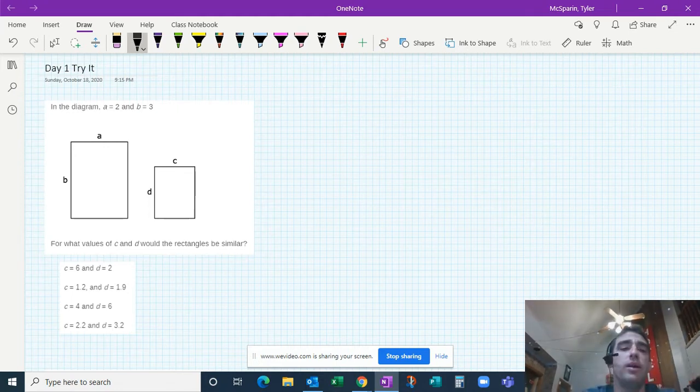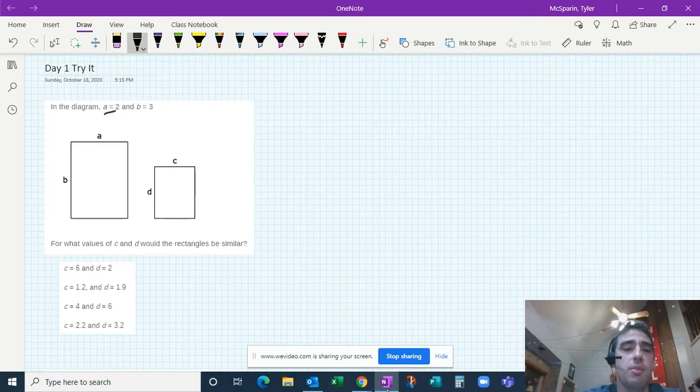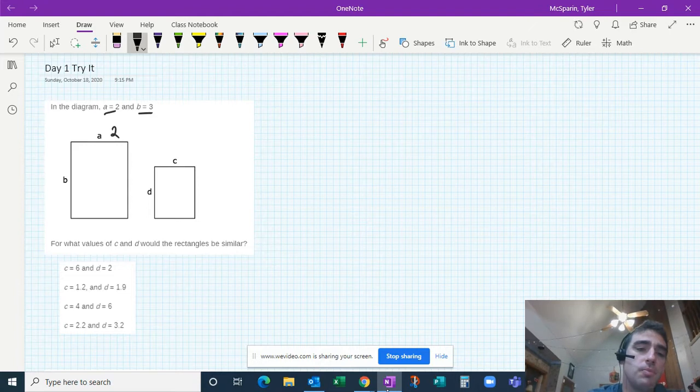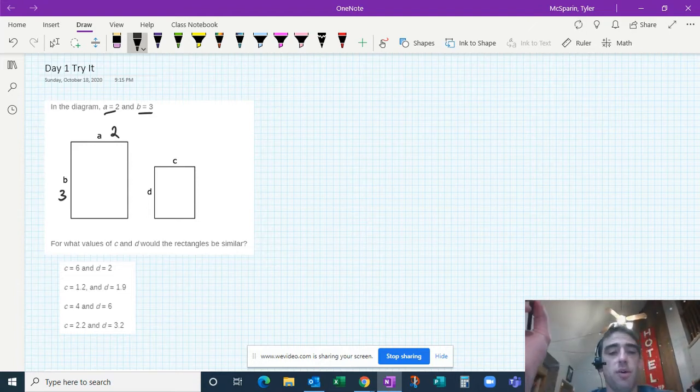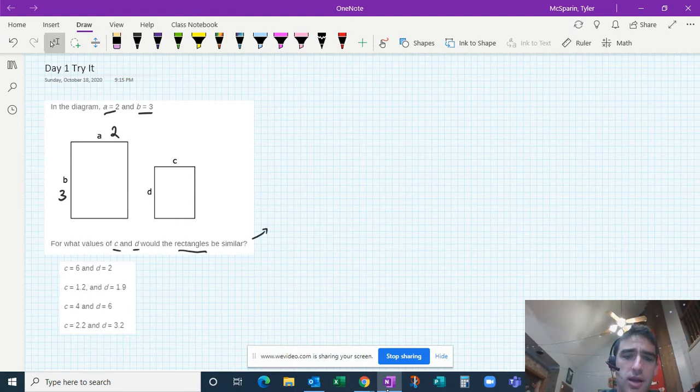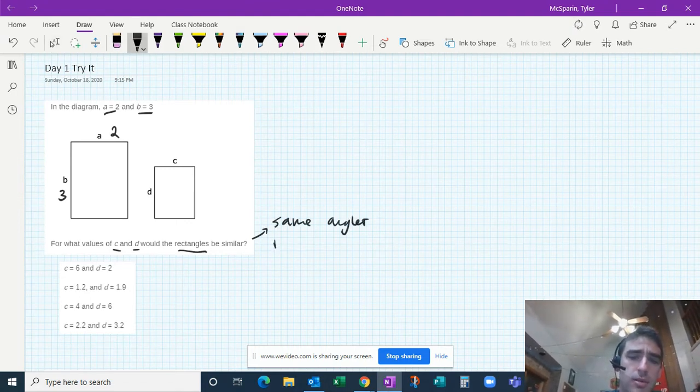Okay, so this first one gives me some information. It says in the diagram, A equals 2 and B equals 3. Let's go ahead and label those. I think that's just going to make life easier for us. Now it says, for what values of C and D would the rectangles be similar? Remember that similar means two things: same angles, and proportional sides.